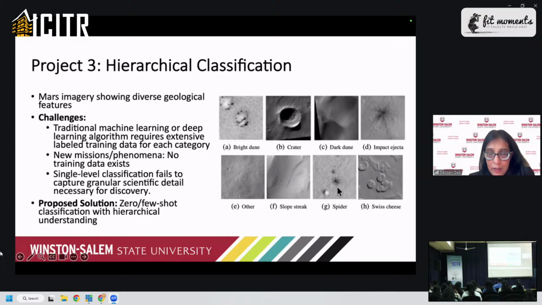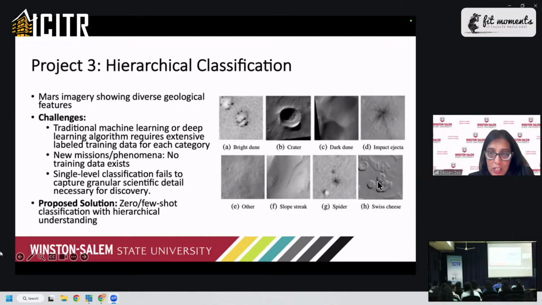Then the spider, as you can see, the spider-like pattern is created whenever a geyser-like structure comes out. In the cold season, the carbon dioxide, which is basically the main component of Mars, gets frozen, and then in the springtime the gas underneath comes out as a geyser and creates those particular patterns called spider.